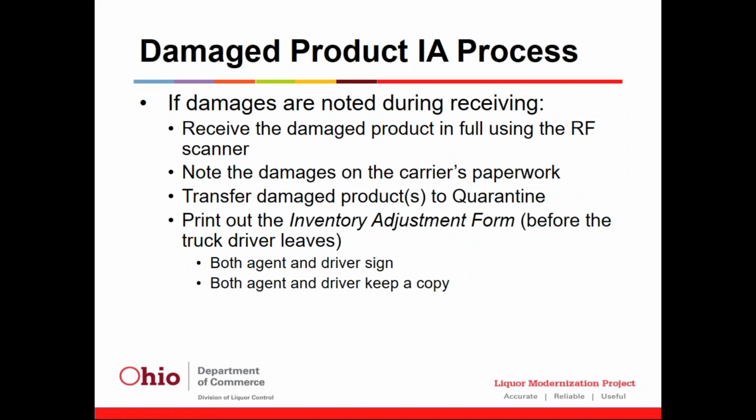Now, damages, depending on how the product was damaged, they're handled a little bit differently. Now, damages noticed during receiving time are handled very similarly to a shortage. You're going to receive the damaged product in full using the RF scanner. So you receive that whole transfer order in full. You're going to note the damages on the carrier's paperwork, and you're going to transfer the product to quarantine using your RF scanner. And then you're going to print out the inventory adjustment form with the driver there, and you will both sign off on it.